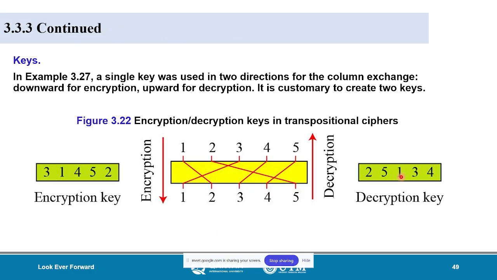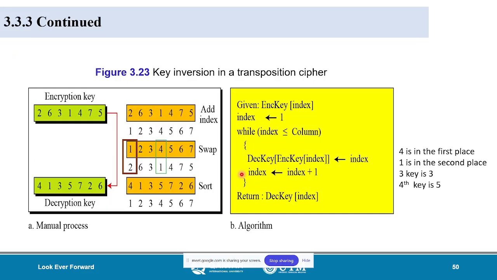Now how about if we had two keys? So you now see 31452. Now we have 25134 for the decryption key. Now we have 1 2 3 4 5. We have 1 2 3 4 5. Now it says 1, put it in the place of 2 for the encryption, and 2, put it in the place of 5, and so on. Now we will explain it here.